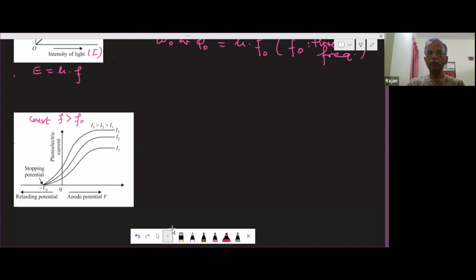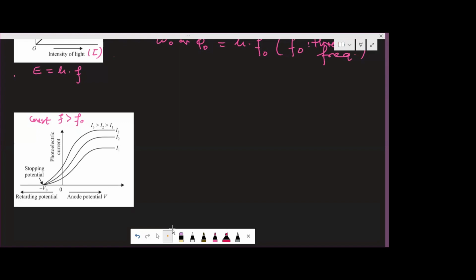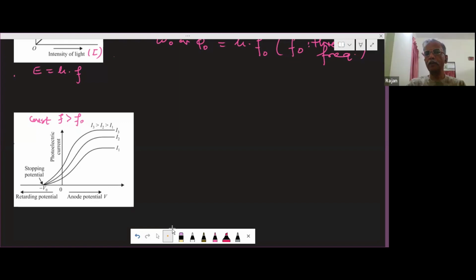And then even if your anode potential is zero, some of them are able to reach, because once they are liberated, they have kinetic energy, and so they will move with that kinetic energy towards the anode and hit the anode plate, and so there will be a certain current. Are you able to follow me? Right? Yes, sir. So that's why even at zero, we are having some current.